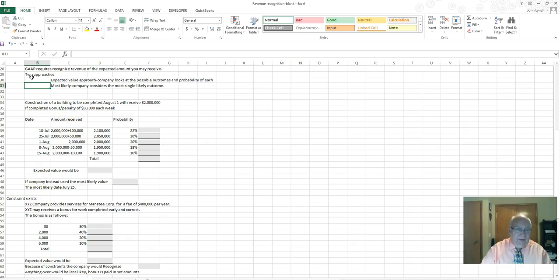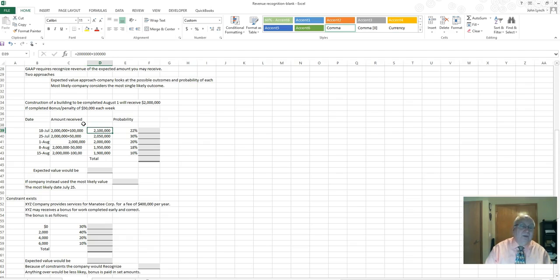For the example we have, construction of a building to be completed August 1st, we're going to receive $2 million for it. For every week that we complete early, we get $50,000, up to 2 weeks. And for every week that we're late, it's deducted by $50,000. So that's what we have here. If it's 2 weeks early, which would be July 18th, we get $2 million plus $100,000, or $2,100,000. If it's 1 week early, we get $2,050,000, $2 million on time, $1,950,000, and then $1,900,000 was 2 weeks late.